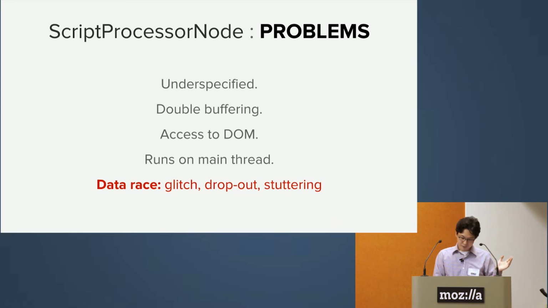And like I said, the script processor node runs on the main thread. And the worst problem of all is the issue of data race. This is more of an implementation detail, so I'm not going to go into it here, but you can ask me a question. I have a backup slide if you ask about that. But the symptom of this data race is that you're going to get glitches, or some of your samples will be dropped out. You might also experience stuttering. Basically, you're going to hear some samples over and over again.